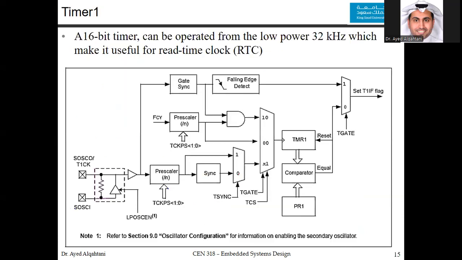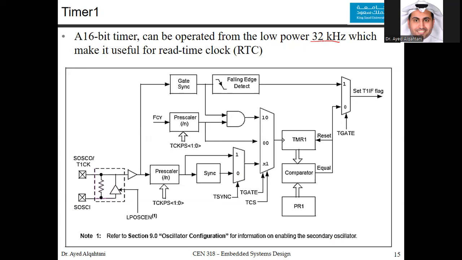Now for timer 1. When we started discussing, we discussed timer 2 and 3, so it's like there is a jump. We didn't touch timer 1 first. Why? Because timer 1 is a very special timer. It's a 16-bit timer, same thing. It can be operated only from the low power 32 kilohertz frequency source. We will revisit this when we talk about the oscillators in another lecture.